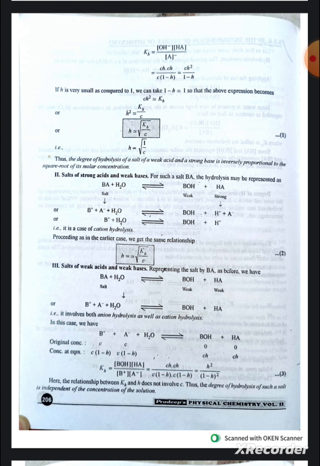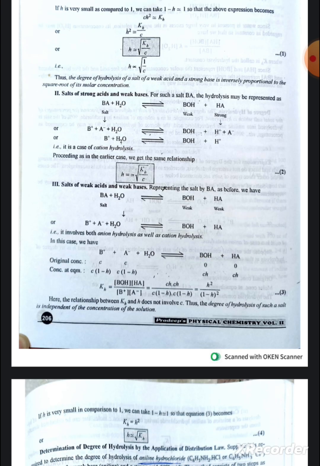Third is salt of weak acid and weak base. Representing the salt by BA, as before we have BA plus water gives BOH plus HA. That is, B⁺ plus A⁻ plus water gives BOH plus HA. That is, it involves both anion hydrolysis as well as cation hydrolysis. In this case, we have the original concentration of B⁺ and A⁻ as c and concentration at equilibrium as c(1 − h).